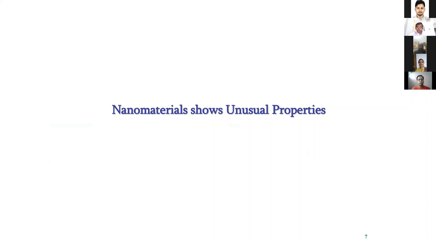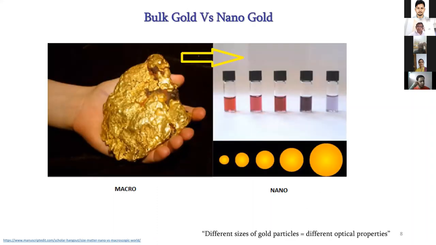They are small. So what will they do? Why do they show a different property? So what are the properties that change when you go to a nanoscale? One of the simple examples is gold.